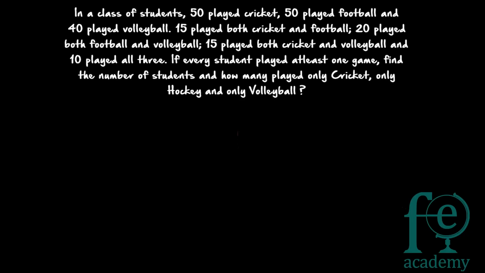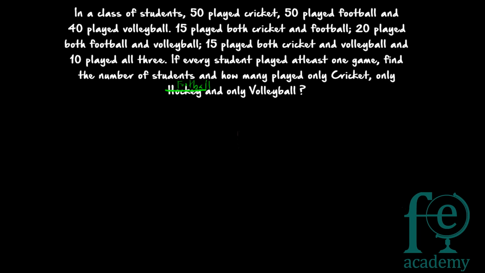So today's question is, in a class of students, 50 played cricket, 50 played football and 40 played volleyball. 15 played both cricket and football. 20 played both football and volleyball. 15 played both cricket and volleyball and 10 played all the three. If every student played at least one game, find the number of students and how many played only cricket, only football and only volleyball. So that is what you have to find out here.